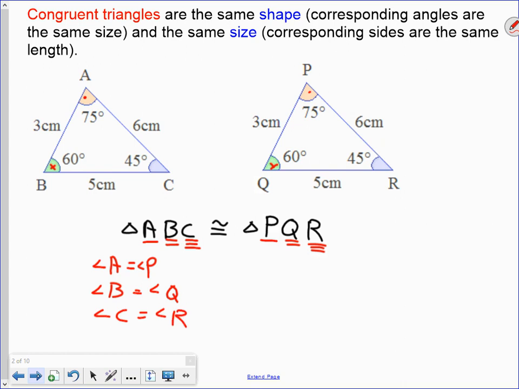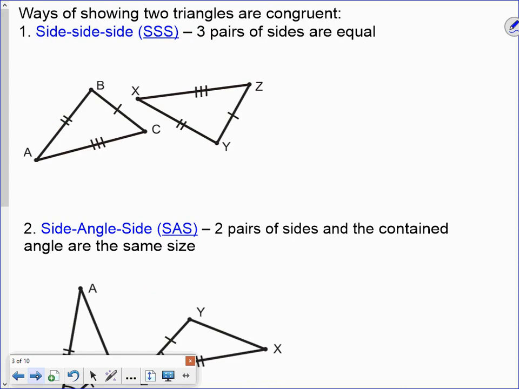Okay. The same is also true of the sides. If our first two sides here are AB, that means our first side here is PQ. So side AB is equal to PQ. And so on and so on. So if we find AB here, PQ here, they're definitely the same length. So the order of those letters matters.